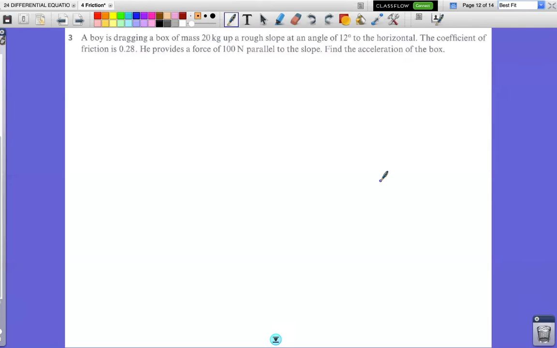So question 3 says a boy is dragging a box of mass 20 kilograms up a rough slope at an angle of 12 degrees to the horizontal. The coefficient of friction is 0.28. He provides a force of 100 newtons parallel to the slope. Find the acceleration of the box.